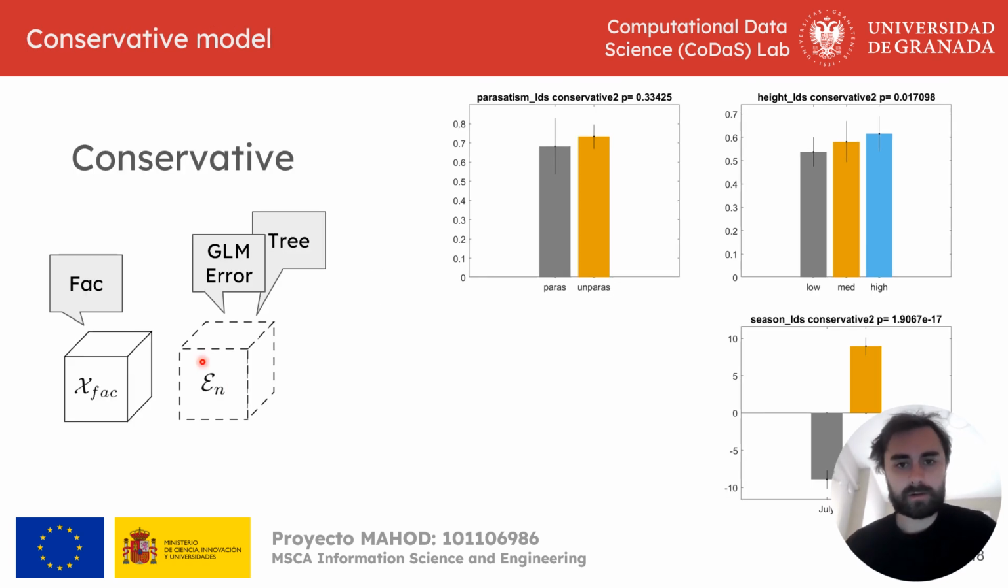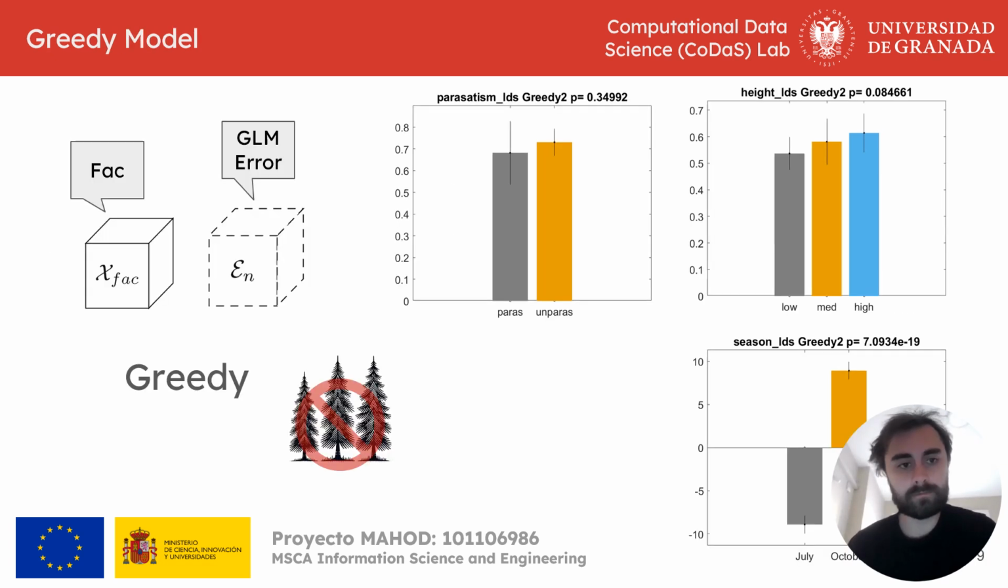Unsurprisingly, in the conservative model, we didn't see any change in results, and that's because when you do not factorize with respect to the tree mode like we did in the previous example, it ends up in the error tensor anyways. So the results were pretty much exactly the same.